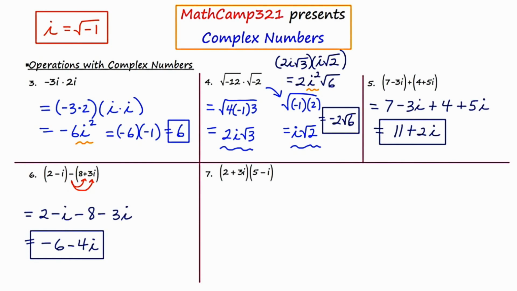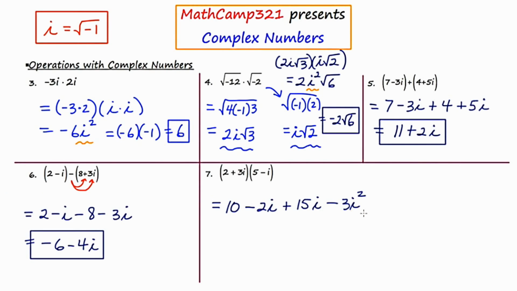And finally, in number 7, we're asked to multiply two complex numbers together. 2 plus 3i and 5 minus i. As you may have guessed, we're going to FOIL. First, outer, inner, last. The product of our first is 2 times 5 or 10. The product of our outer is 2 times negative i or negative 2i. The product of our inner is 5 times 3i or 15i. And the product of our last is 3i times negative i or negative 3i squared.